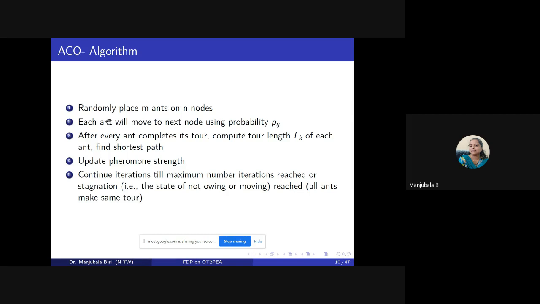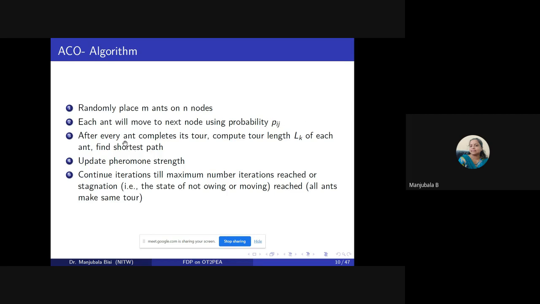Here you have to randomly place m ants on n nodes. I will explain through an example so that you can understand what this m is, what this n is, and how to place this m on n. Each ant will move to the next node using some probability. For calculating this probability, we have to use some mathematical equation.